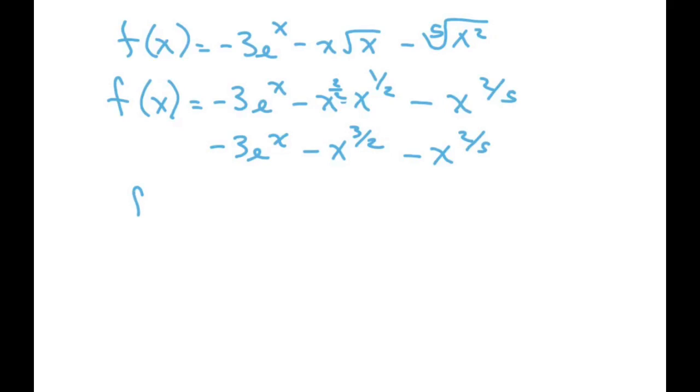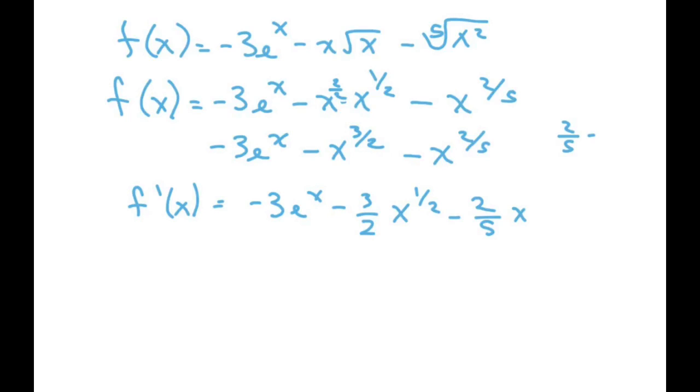All right. So we're going to take the derivative now, and you're going to get negative 3e to the x. Then we have minus 3/2 x to the 1/2 minus 2/5 x, and we have to subtract 1 from this, so that's minus 5/5, so that's minus 3/5. And that's all. The next that I'm going to do is derivative of logarithmic functions.